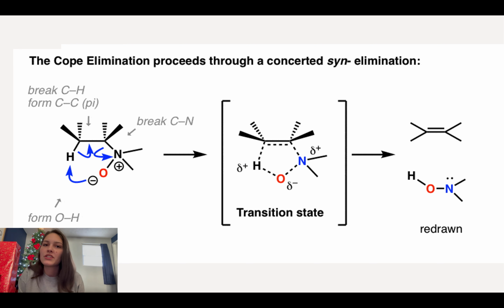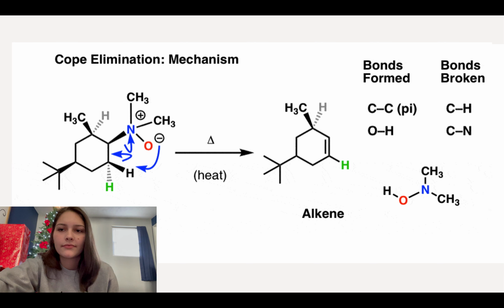The Cope elimination is a syn periplanar elimination in which 6 electrons move in a 5-membered ring according to a concerted, thermally induced mechanism to yield an alkene and a hydroxylamine. As you can see in this slide, the Hofmann rule is being followed, with the alkene being on the less substituted carbon.